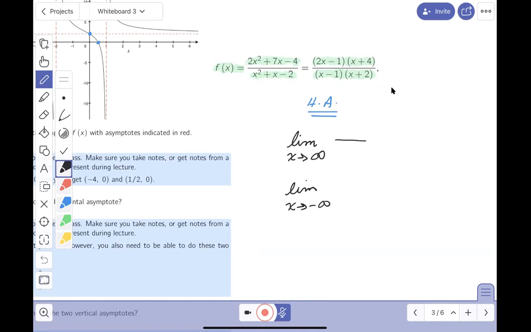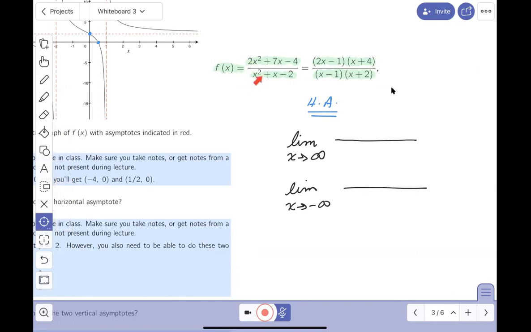Now, my recommendation to you is this. You are going to look at the ratio of polynomials. Divide both the top and the bottom by the highest degree variable. What's that? x squared. I want to go through that with you. What's 2x squared divided by x squared? 2. Plus, what's 7x divided by x squared? 7 over x. What's minus 4 divided by x squared? Minus 4 over x squared. Let's go to the bottom.